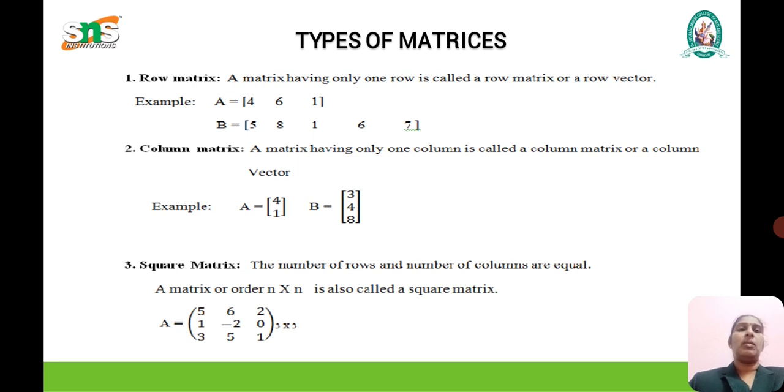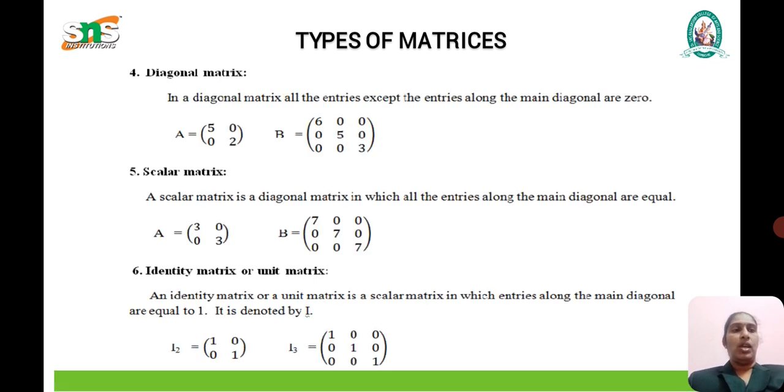A row matrix is nothing but a matrix with only one row. A column matrix means only one column. Let us see one example: A equal to a vertical arrangement, we can say it is a column matrix. Then a square matrix is nothing but the number of rows and the number of columns are equal. For example, how many rows are there? 3 rows. How many columns? 3 columns. So rows is 3, columns is 3, or rows is 2, columns is 2, we can say it is a square matrix. A square matrix always has equal rows and columns.